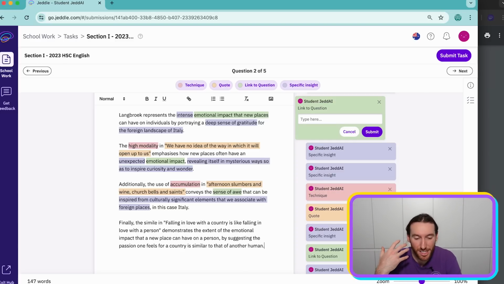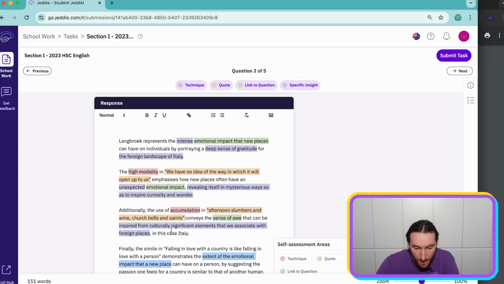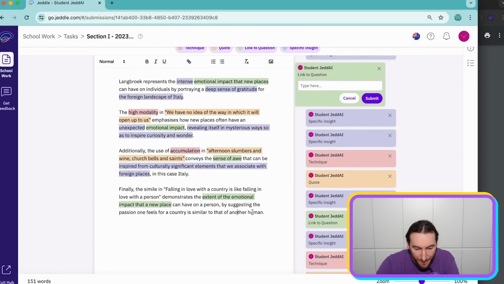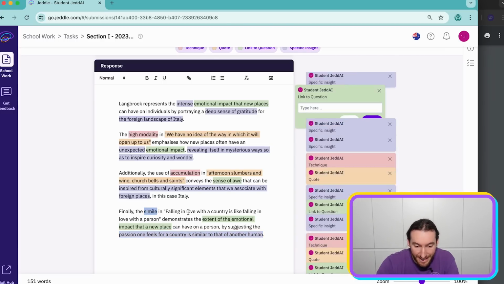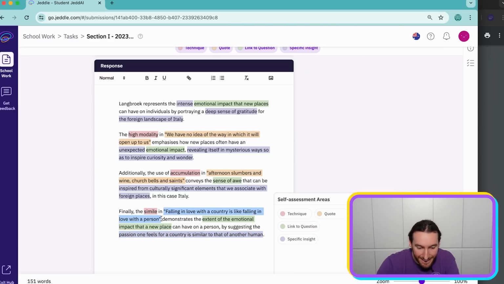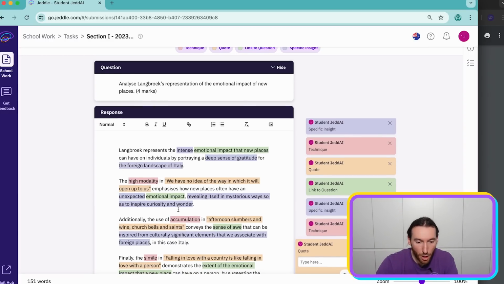Okay, so we're basically just spelling out what that quote is saying. We're saying it in different words, and we've said that that connects to the extent of the emotional impact that a new place can have, right? It's a significant extent. So that's the link to the question. And then the specific insight is the passion one feels is similar to that of another human. Great, and we saw there was our technique. Notice the pattern in these sentences. Nothing too fancy in any of these sentences, but we're doing enough to get the answers. All right, hopefully you're following this.